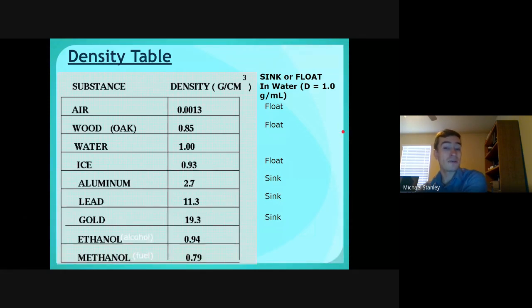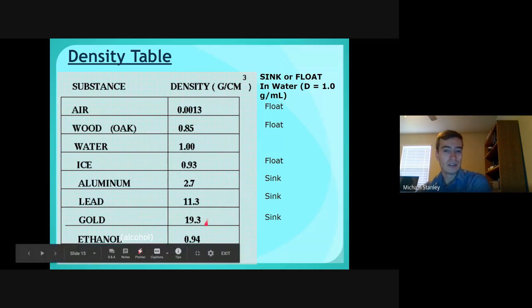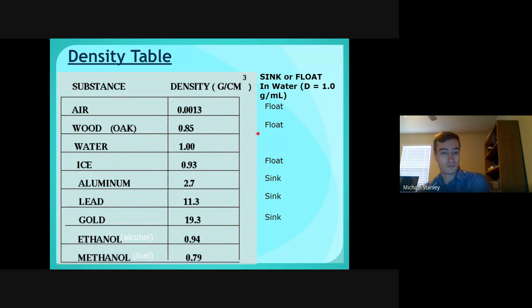All right, so finally, what about those on the bottom down there? We have ethanol, which is the type of alcohol that we drink in things like beer and wine, and we have methanol, which can be added as a fuel additive. So are ethanol and methanol going to sink or float if you mix them in water? Float, exactly. 0.94 and 0.79 are both smaller than 1.